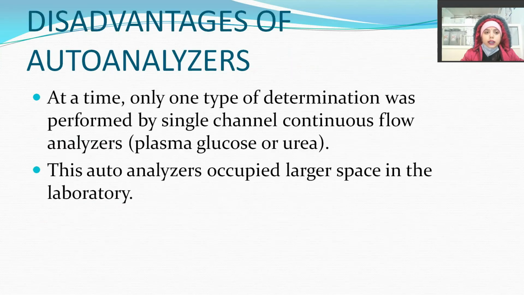Now, these are the disadvantages of the auto analyzers. At a time, only one type of determination was performed by a single channel continuous flow analyzer, that is plasma glucose or urea. This auto analyzer occupied larger space in the laboratory.